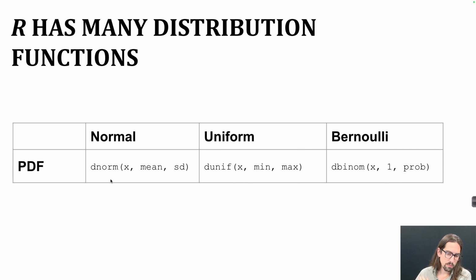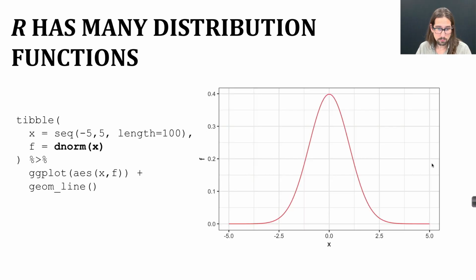So normal is dnorm, and it has a couple of inputs. The first one is x, so what's the value that you want to calculate the density at? And then these two, mean and SD, we'll talk about later, but uniform is the same. And then for the Bernoulli, R doesn't have Bernoulli built in, that's binomial, so you have to say dbinom x 1, and then, we'll talk about this in a minute, 0.5 is the default value there.